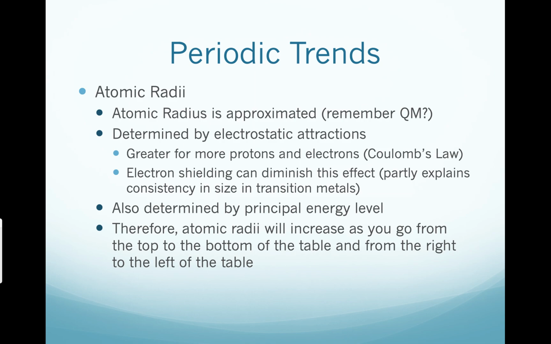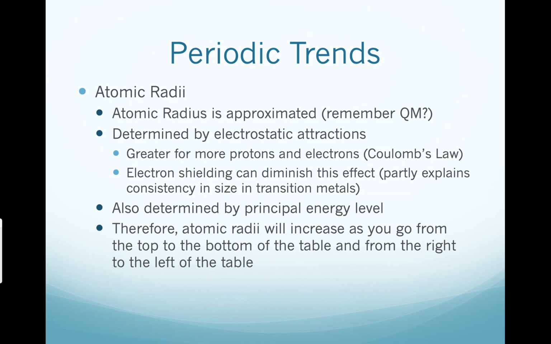So the atomic radius is basically the distance from the center of the nucleus to the outermost valence electron, right? If the atom was a circle or a sphere, the radius would be the distance from the center of that sphere to the outermost part of that sphere, all right? This is determined by the strength of attraction of the nucleus to its electrons. So if you can imagine more protons and more electrons, the larger the atomic radius would be.